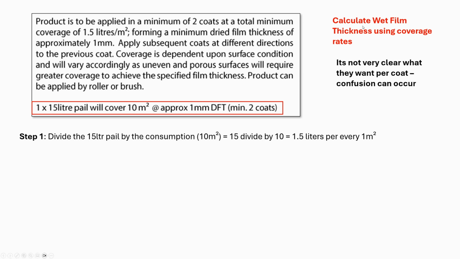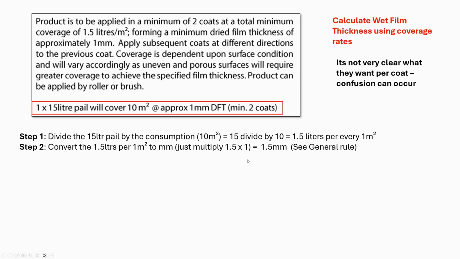So step one in calculating our wet film thickness using these coverage or consumption rates: we divide the 15 litres by the consumption. In this case, we're going to divide 15 by 10, and it's going to give us 1.5 litres for every 1 square metre. Step two is convert the 1.5 litres per 1 metre squared to millimetres. It's a general rule, and we'll go through this deeper in the class. So essentially just multiply the 1.5 by 1 and you'll end up with 1.5 millimetres. We just add the millimetres to the end as a general rule.